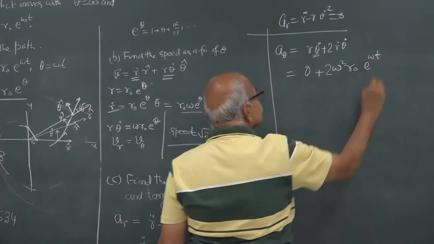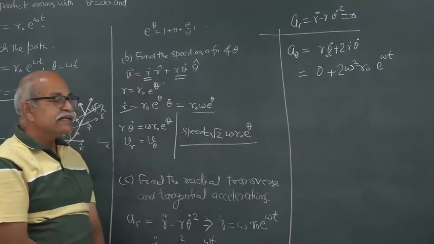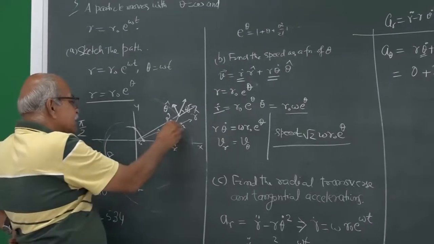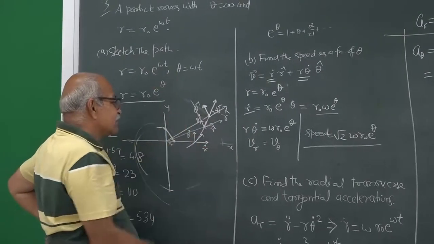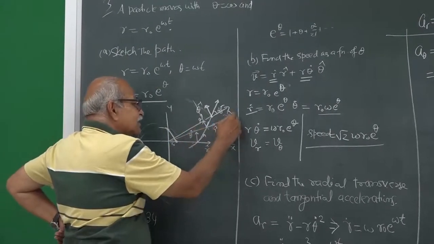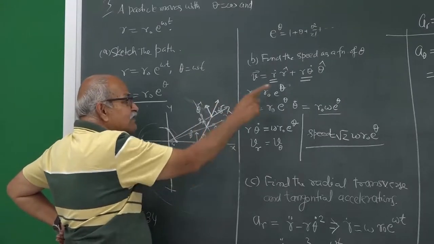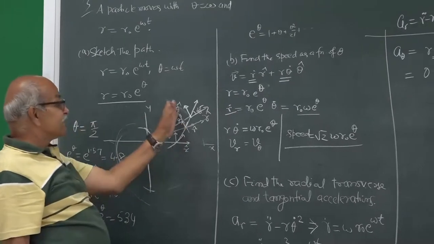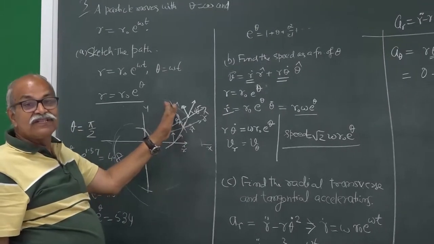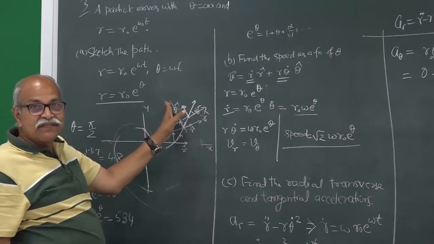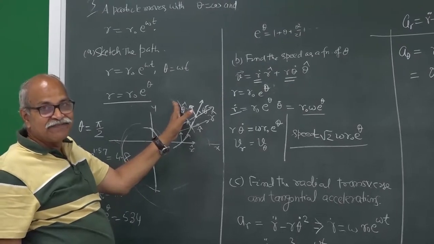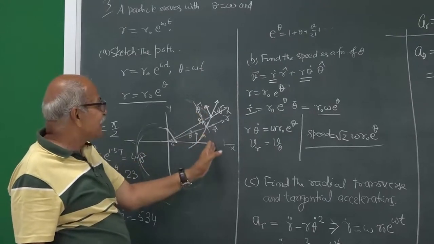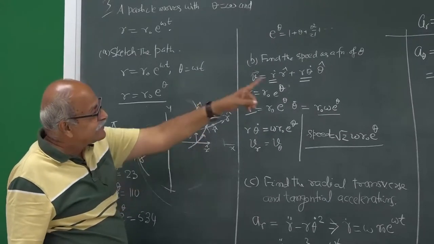So that is the acceleration in the theta direction, the transverse direction. In the radial direction there is no acceleration. In this theta direction you do have acceleration, and it is this much. Since there is no radial acceleration, the theta cap direction is the direction of the acceleration. So the entire acceleration is in this direction, and this is the magnitude.